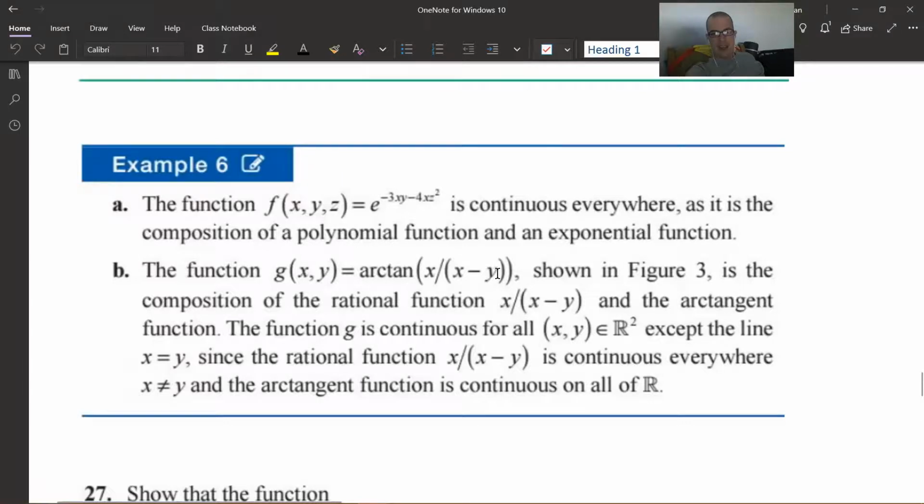This arctan thing, there's a little bit of a consideration. Whenever x equals y, the denominator of the fraction inside of arctan will be 0. So you don't want x to be equal to y, but everywhere else, this thing will be continuous. So that's fine as well.